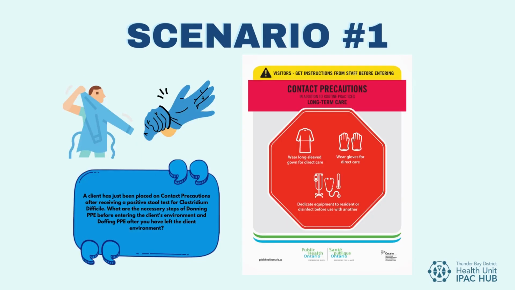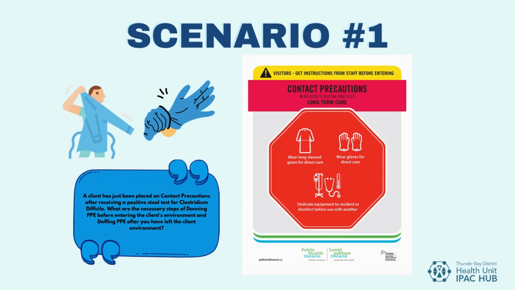So let's take up our first scenario. For an individual placed on contact precautions, we must have the correct signage for them. On the right-hand side of the screen, we have contact precaution signage for long-term care, but the same principles concerning PPE apply to all congregate facilities.